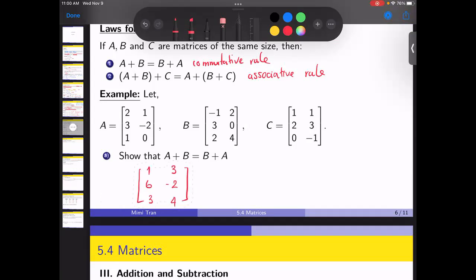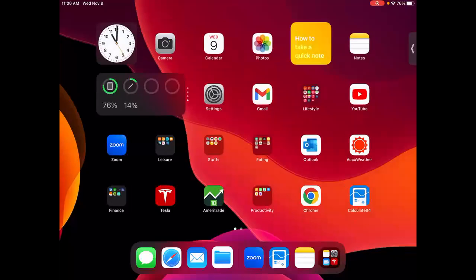I don't feel like doing B plus A. I don't know about you, but you can do it yourself. But maybe you can do it on the exam, on the calculator.